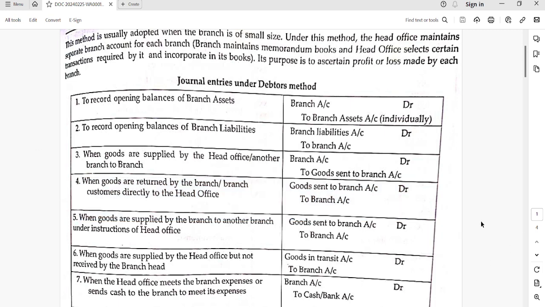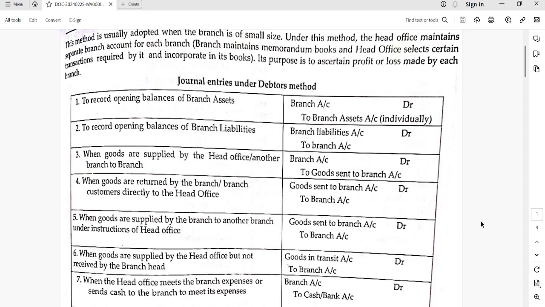Next, when goods are supplied by the branch to another branch under instruction of HO, the same journal entry as number 4 we are going to follow. Let's say you have a branch in Bangalore city, you receive the goods from HO Mumbai and you have to transfer the goods to Hyderabad, because from Mumbai to Hyderabad it is costlier to send the goods. Rather, total goods are sent by Mumbai to Bangalore, and Bangalore is asked to transfer to Hyderabad, because Bangalore and Hyderabad are nearby.